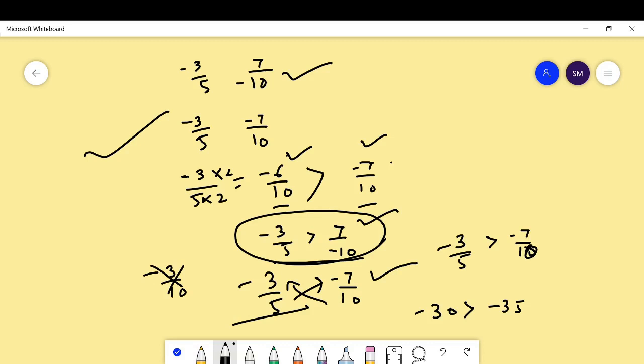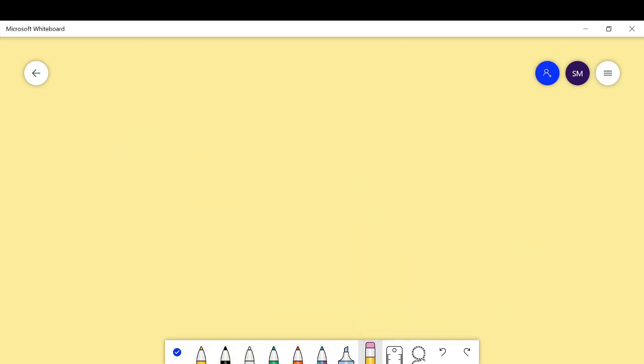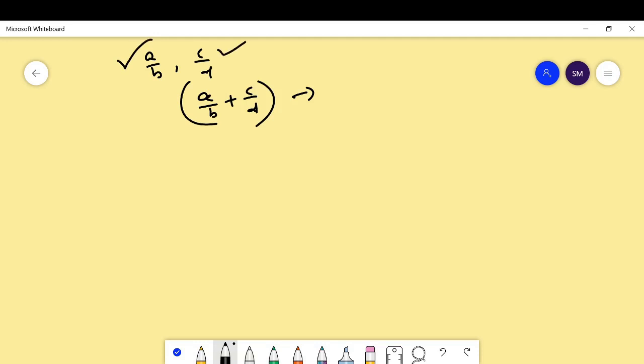let us study other properties of rational numbers. At first, think about the addition of rational numbers. The addition of rational numbers satisfies the closure property. Suppose a by b and c by d are rational numbers, then the addition satisfies the closure property, meaning a by b plus c by d is also a rational number when a by b and c by d are both rational numbers. This is called the closure property.